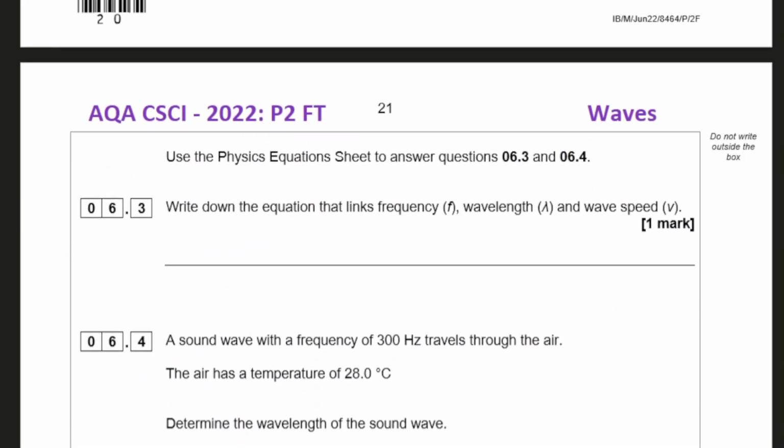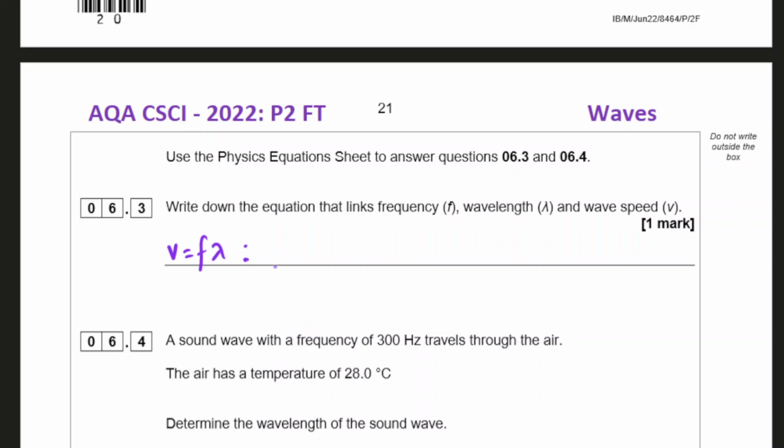Use the physics equation sheet to answer question 6.3 and 6.4. Write the equation that links frequency, wavelength, and wave speed. Now, frequency, if I use the symbol F that they have given, frequency equals the wavelength multiplied by the wave speed. No, that is totally wrong. The other way around. So wave speed is the frequency multiplied by the wavelength. There you go.